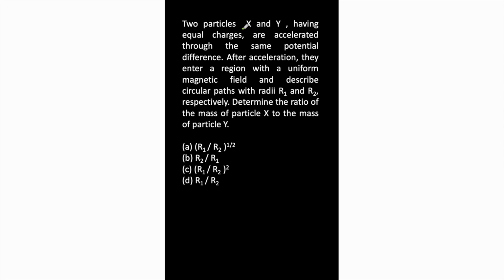Two particles x and y having equal charges are accelerated through the same potential difference. After acceleration, they enter a region with a uniform magnetic field and describe circular paths with radii r1 and r2. Determine the ratio of the mass of particle x to the mass of particle y.